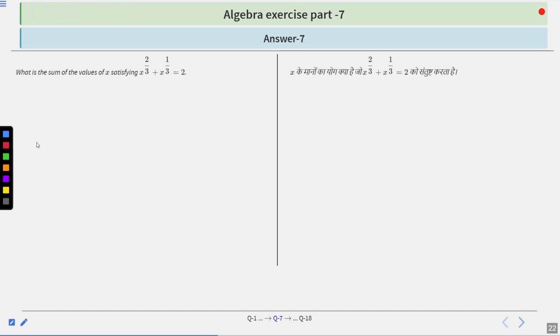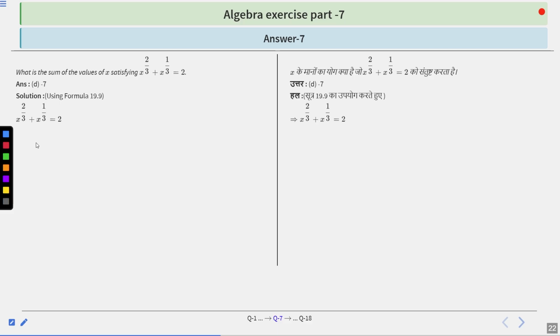So we were given an equation that is x raised to power 2 upon 3 plus x raised to power 1 upon 3 equal to 2, and we have to find the sum of the values of x that satisfy the given equation. The answer to this question is option number D, minus 7. Now let's have a look at the solution. So for solving this question, we are using the formula 19.9.